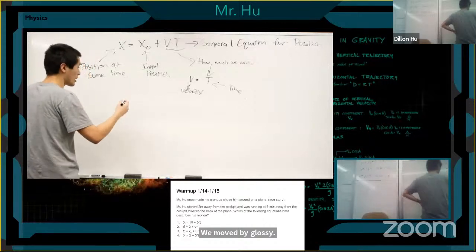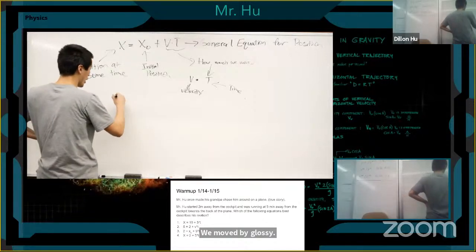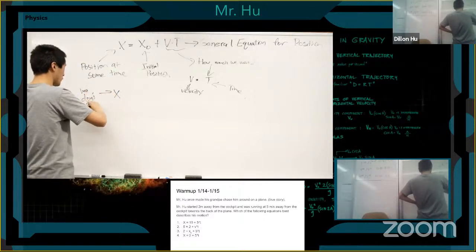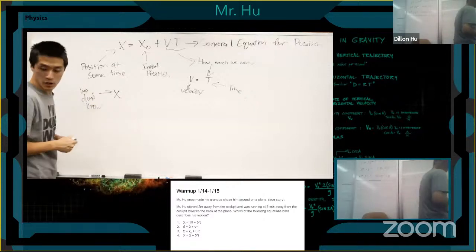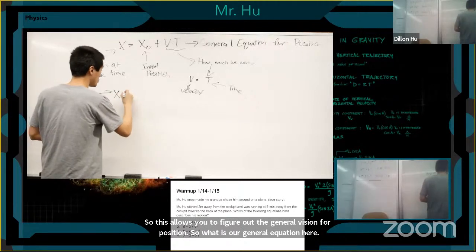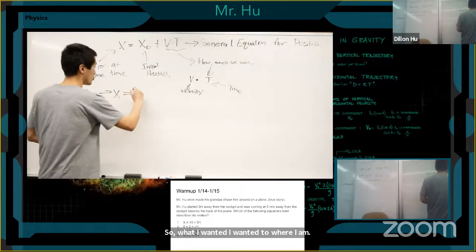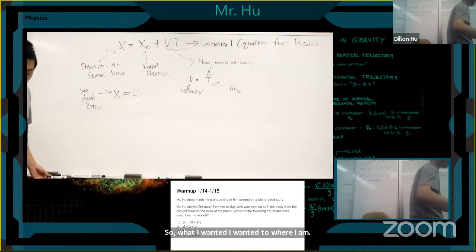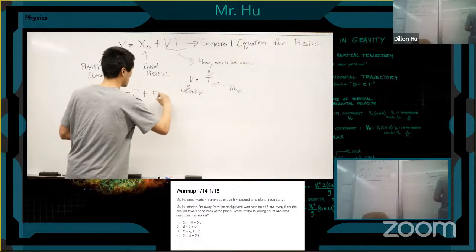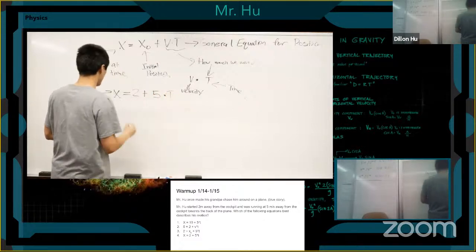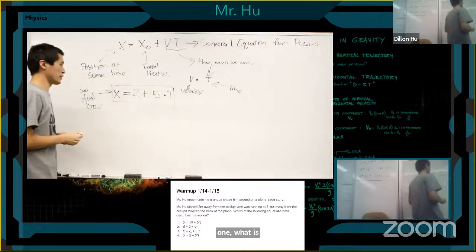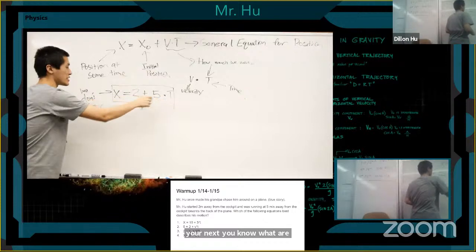What I want to know is where I am. We actually don't know this, because we want to figure out what our position is at some time. What we do know is that my initial position is 2 meters. And I also know that my velocity is 500 centimeters. This is our general equation. You can use this to figure out what our position is at any time.